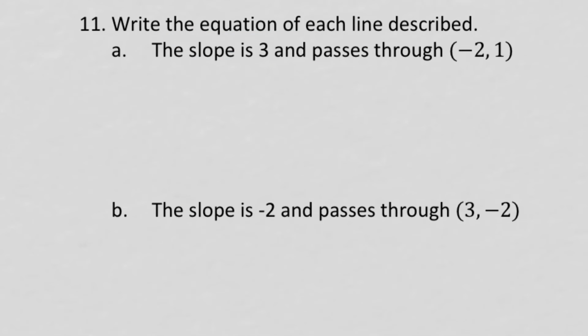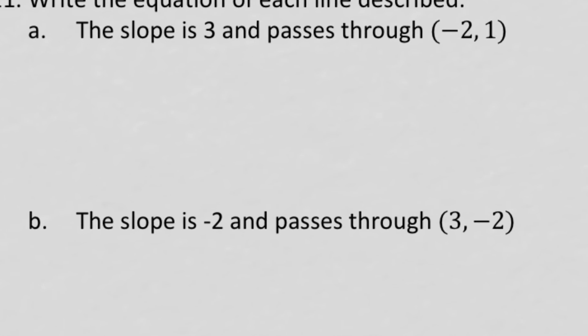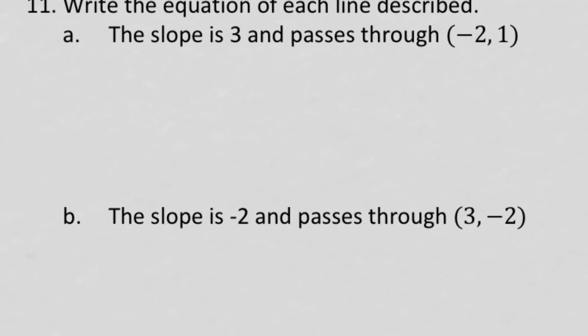Alright, moving on to number 11. It says, write the equation of each line described. A, the slope is 3 and passes through negative 2, 1. Okay. So the slope is 3, but the first thing I'm going to write is m equals 3. And it passes through negative 2, 1, so I'm going to write that there. And I'm going to label that point as x sub 1, y sub 1.